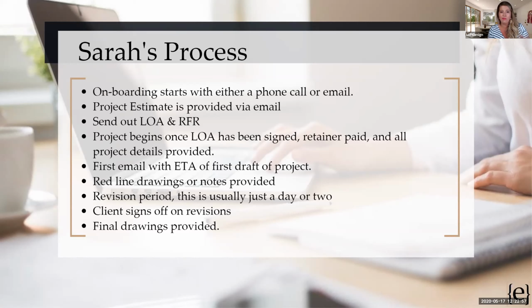After we've gone through the ETA for the first draft and I send those out, maybe the same day, or a day or two, or even a week later, I'll get red line drawings or notes provided for revisions on renderings. Then I try to get those revisions back within 2 to 3 days, depending on the scope of the project and how many changes there are, so we can get them to their meeting on time with all the information they need.